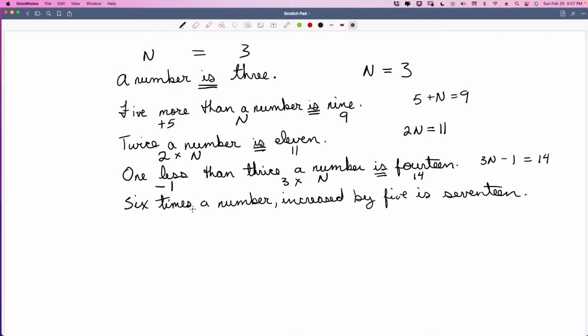Last sentence, we have 6 times the number. I'm going to just go ahead and put 6n right here. Increased by 5. So it tells me we're adding 5. Is 17. So the number sentence here would just be 6n plus 5 equals 17.